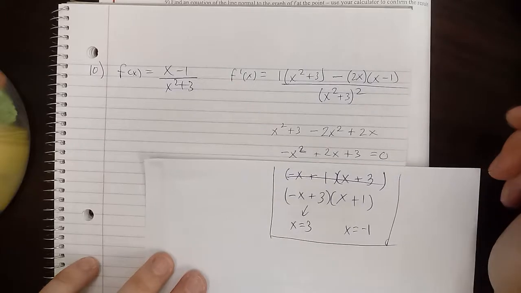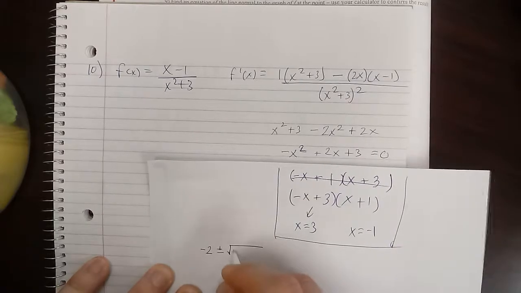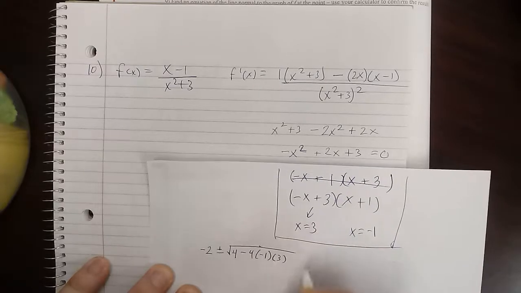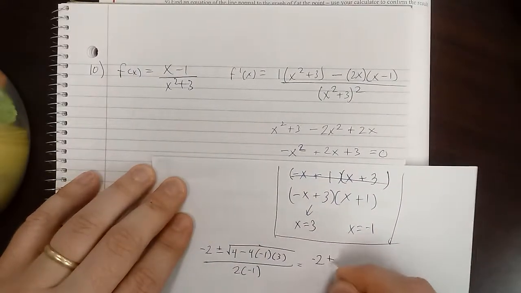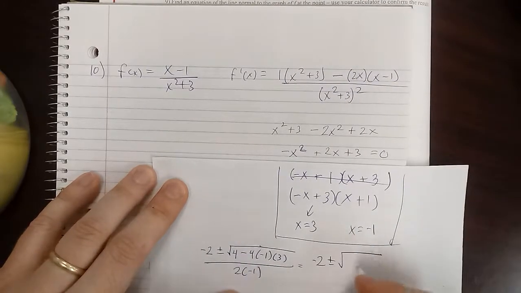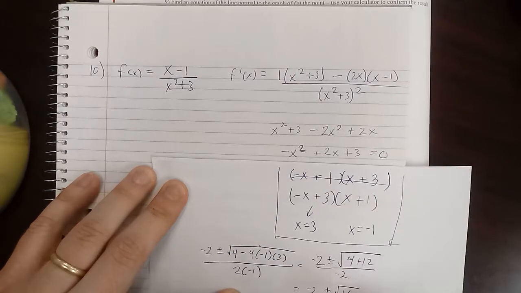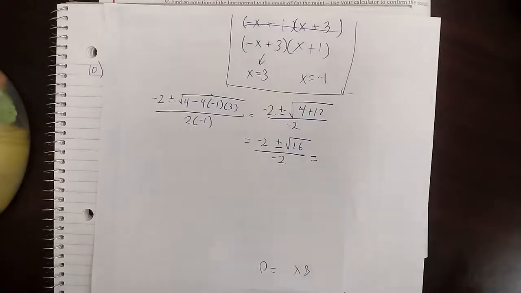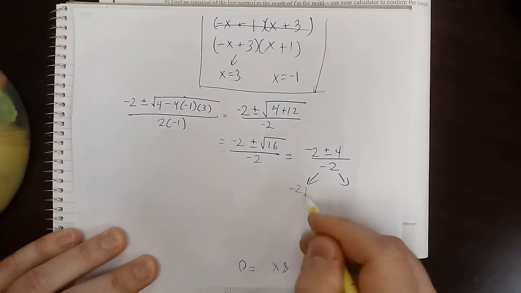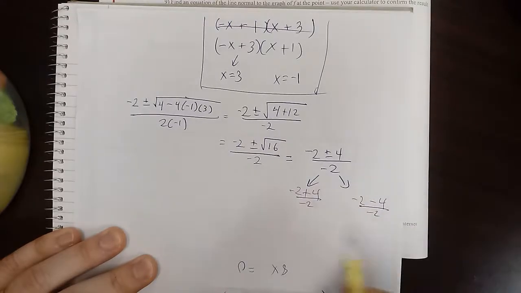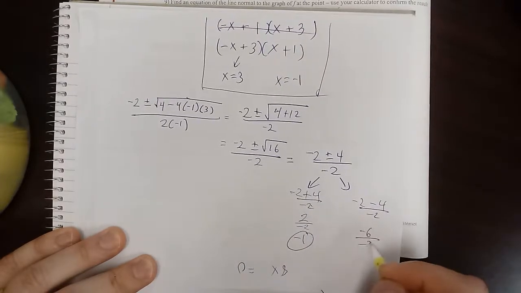The next level up in pain would be quadratic formula. And if we use our memory device, the quadratic formula is negative b plus or minus the square root of b squared minus 4ac all over 2a. Well, now we got that. And I just got to do the arithmetic on this. Negative 2 plus or minus the square root of, that's going to be positive 12, so that's 4 plus 12 all over negative 2, which is negative 2 plus or minus the square root of 16 over negative 2, or negative 2 plus or minus 4 over negative 2. And so that splits into 2 numbers, negative 2 plus 4 over negative 2, and negative 2 minus 4 over negative 2. That's 2 over negative 2, which is negative 1. And that is negative 6 over negative 2, which is 3.